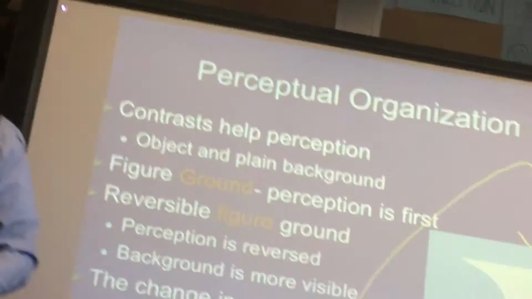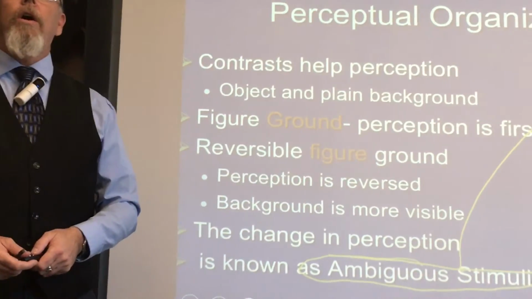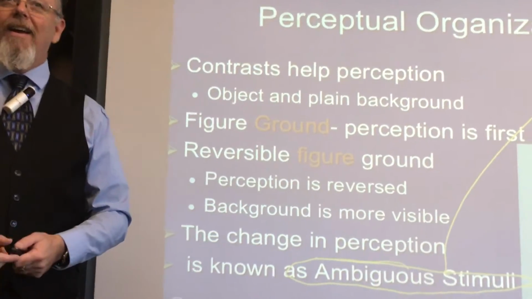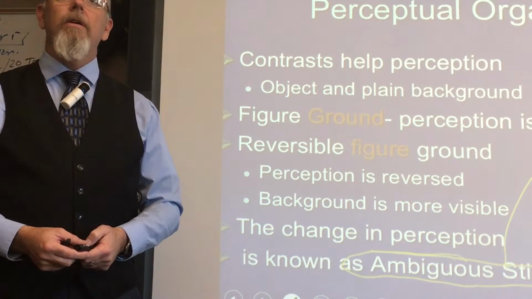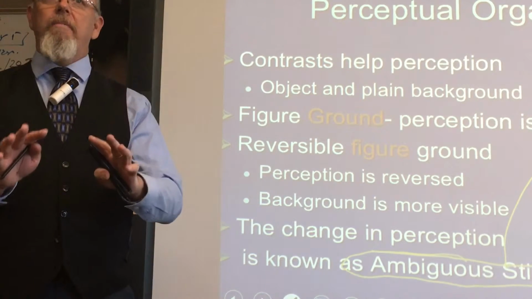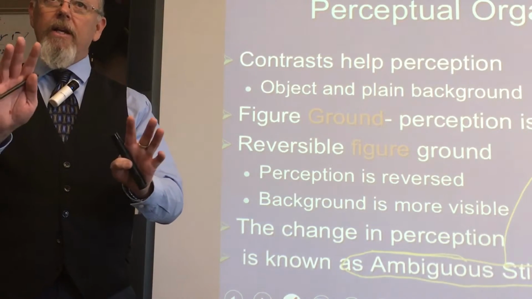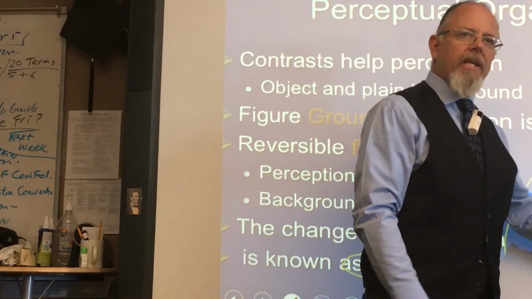Since there's two ways you can perceive the image, you can perceive its background or you can perceive its foreground. The foreground would be the vase, the background would be the face. That way it's ambiguous because you can see it either way and it changes. It changes automatically, doesn't it? It changes automatically depending on what you pay attention to.